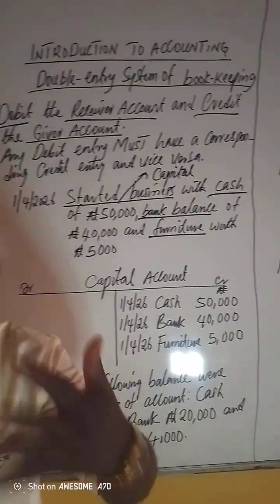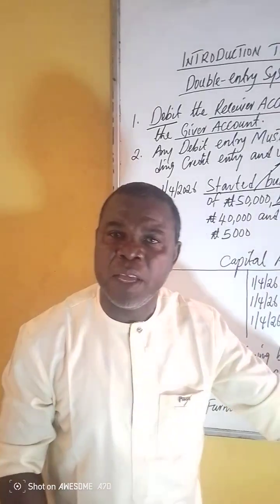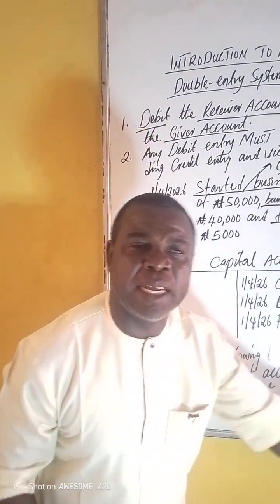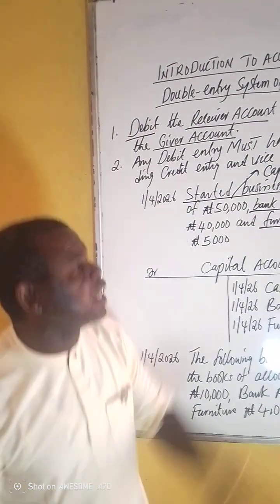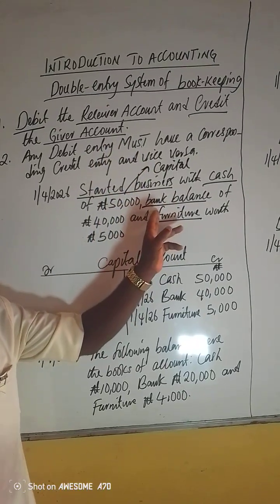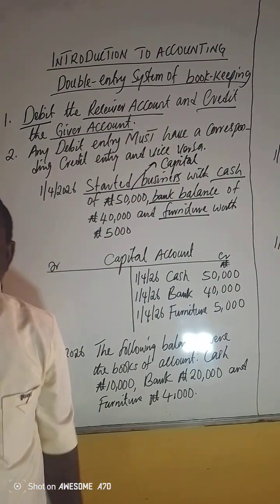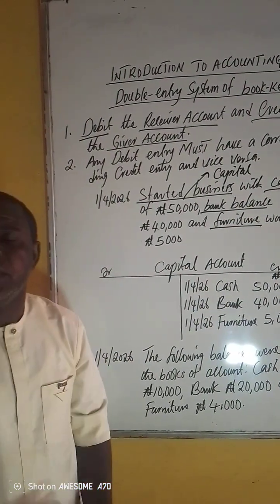Now, what did I say? The receiver account is what we receive. The giver account is what we give. The owner gives the capital, then the capital becomes the giver account. And the business is receiving cash, and then cash becomes the receiver account. The business is receiving money in the bank balance, which becomes the receiver account. And the business is also receiving furniture, then furniture becomes the receiver account.